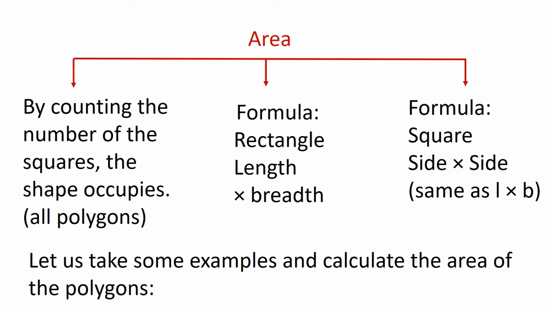Now let us come to area. What is an area? Area is the space occupied by a flat shape and is measured in square units. Area of a polygon can be calculated again in two ways, either by counting the number of squares occupied by the shape or by using the formula. Let us now take few examples and calculate the area of the polygons.